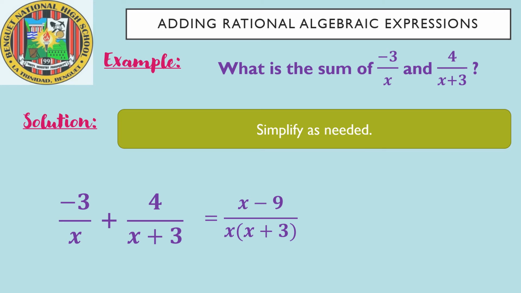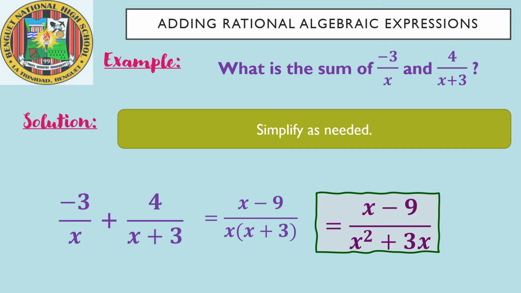However, we see that there are no common factors between our numerator and denominator, so what we can only do is to multiply the factors in the denominator. We then write our final answer as (x minus 9) over (x squared plus 3x).